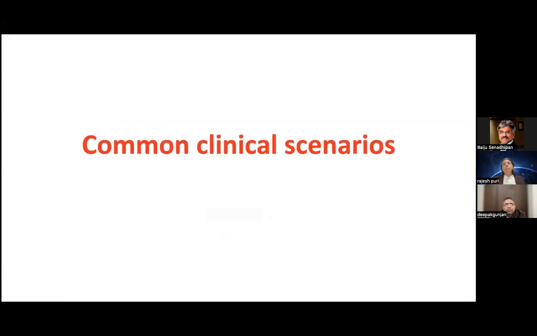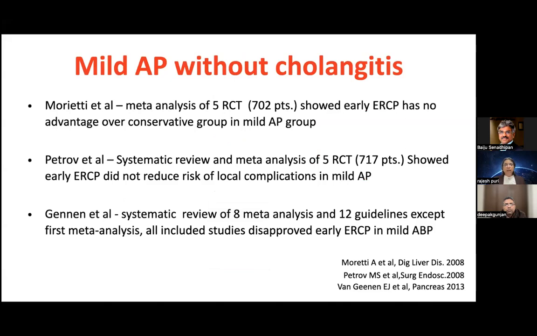So if you look at the common clinical scenario, what is a patient? 75 to 80% of patients have mild pancreatitis and are without cholangitis. So is ERCP recommended in this? 3 important studies. Moretti et al., a meta-analysis of 5 randomized control trials, 700 patients. What they showed is that early ERCP has no advantage over the conservative group in mild pancreatitis. Petrov et al., systematic review and meta-analysis, 5 randomized control trials, 717 patients.